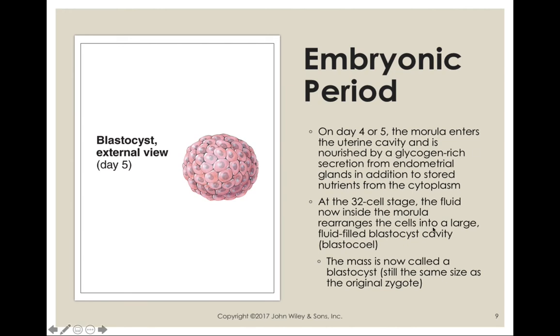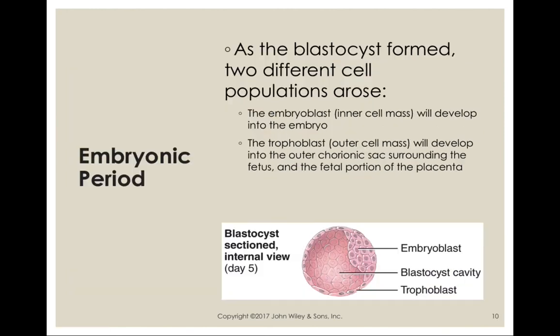The presence of the fluid is going to cause the morula to rearrange itself and form a large central cavity known as the blastocele, also known as the blastocyst cavity. It is at this point that we're now going to call the morula the blastocyst. And you can see a sectioned blastocyst shown right here. This is going to be the rearranged morula where we have this blastocele right here, and then 2 different cell populations that we're going to be able to find, the embryoblast as well as the trophoblast.